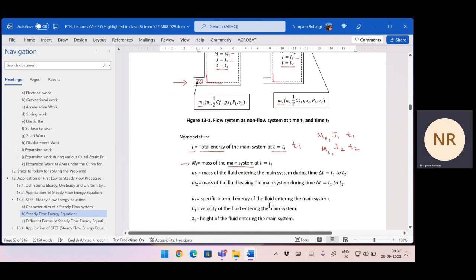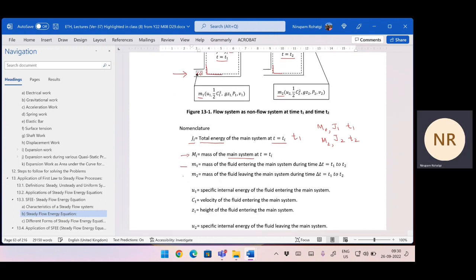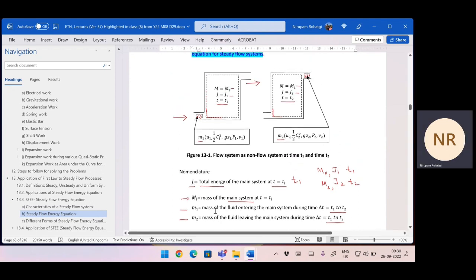Again, there is a small mass m1 and a small mass m2. m1 is entering the system during this interval, and a different mass m2 is leaving the system between time T1 and T2. So on the left side you have the main system and the mass which will be entering during this time, so you have two systems. On the right side you again have two systems, the main system and the mass which has come out of the main system during this time.